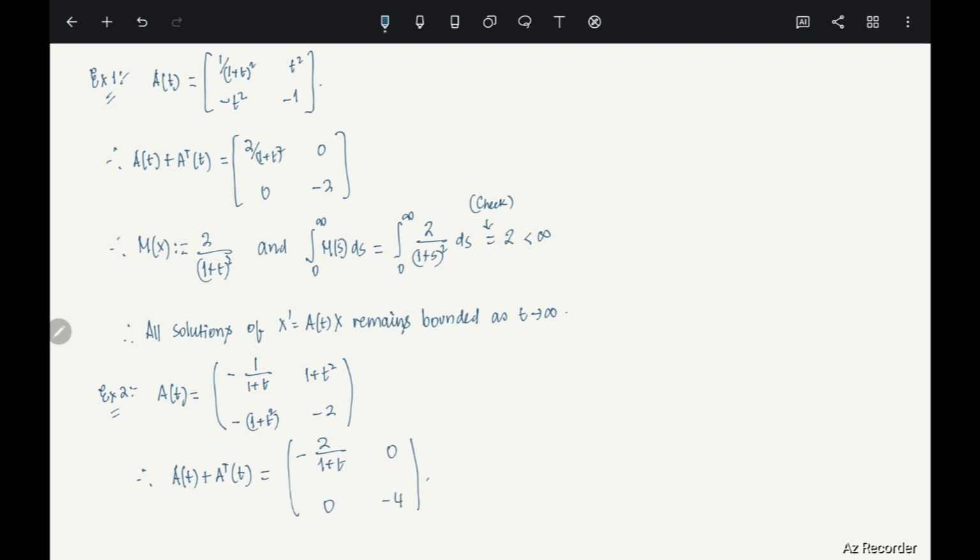Now we have to calculate what is m(t). Out of these two, it is very clear that minus 2/(1+t) is the maximum, given by m(t). Again, if you are not convinced, check. This is trivial, of course you can see that.